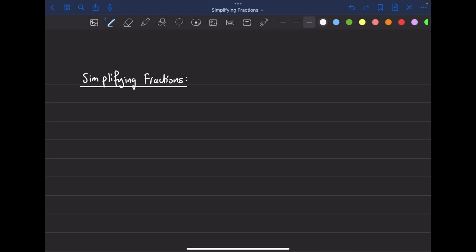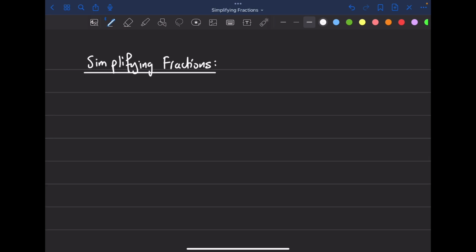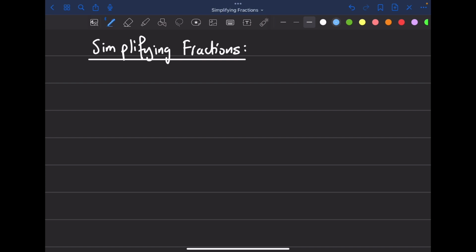Hey, in this class we're going to look at simplifying fractions. The only thing you need to know is how to find an equivalent fraction. What that means is, let's say I had 1 over 2, a very, very common example of a fraction.